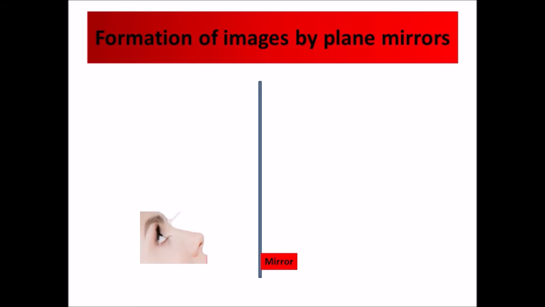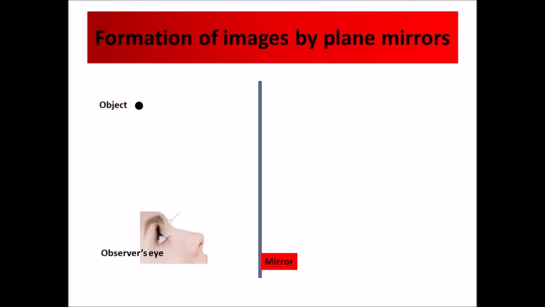So get your book, a pencil and a ruler, then let's move on. So first of all, draw a mirror as in the diagram, then the observer's eye, then we have an object in front of the mirror like that. So that is the object and this is the observer's eye.